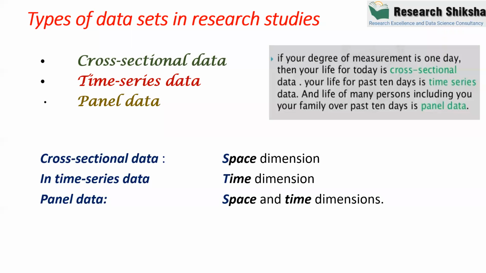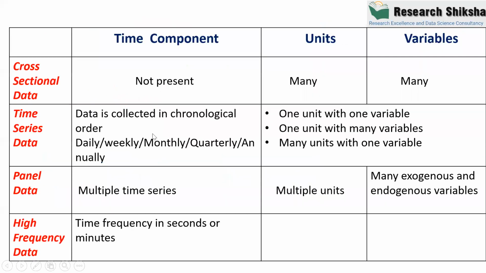But from my experience, I further modified this definition. Now I'm showing you the modified definition of the different types of data set. This is my definition on the basis of my experience with research. I define it in a different way. For example, I divide the components into three types: this is the time component, this is the cross-sectional units, and this is the variables. So there are three components of the data.